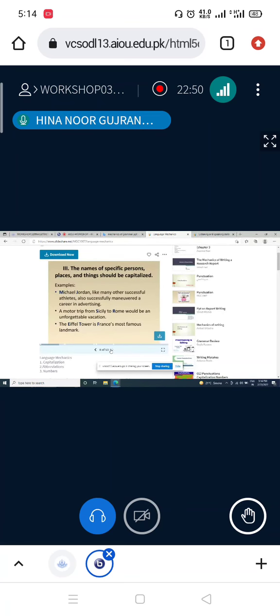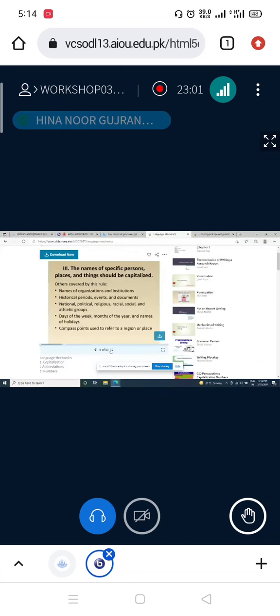Others covered by this rule are the names of organizations and institutions, historical periods, events and documents, national, political, religious, racial, social and athletic groups, days of the week, months of the year, and names of holidays. Okay, compass points used to refer to a region or the place. You know that very well. So these are all the examples. I'm just going to move on.